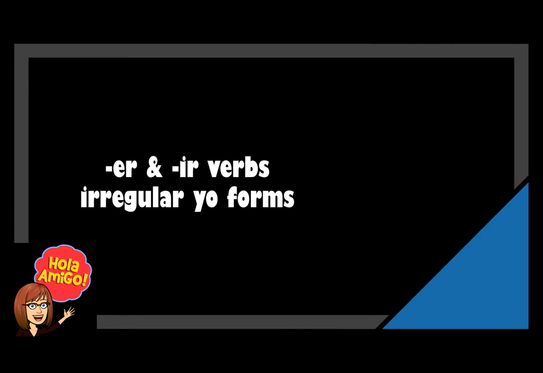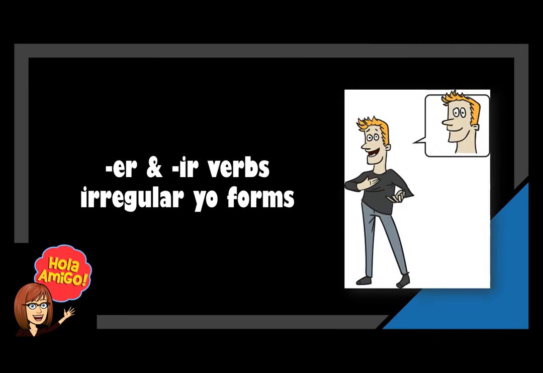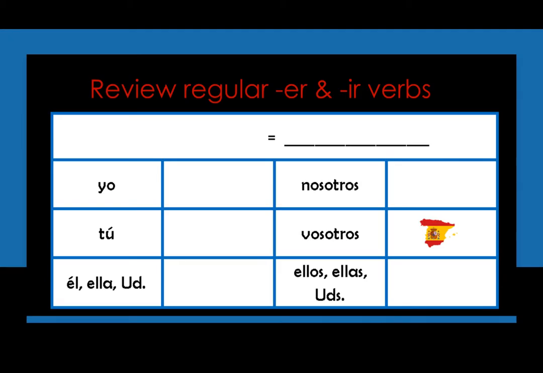Today we're going to talk about the ER and IR verbs that have irregular yo forms. This means when you're talking about yourself, the verb will not end just in an O. Let's review first the ones that are regular ER and IR verbs. What does the ending look like? We need the regular one so that we can do some comparisons.